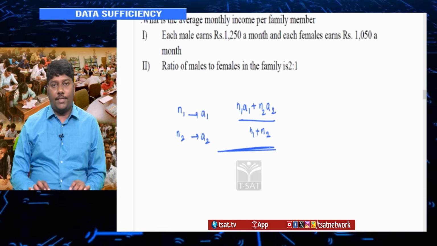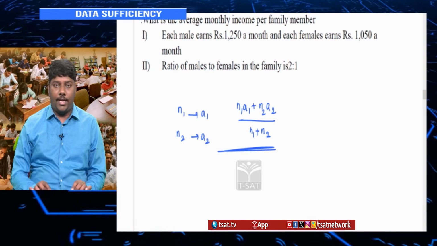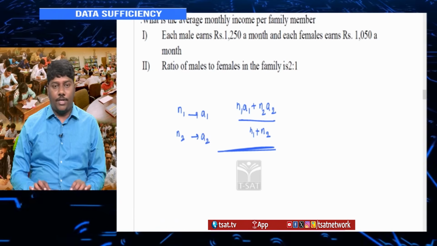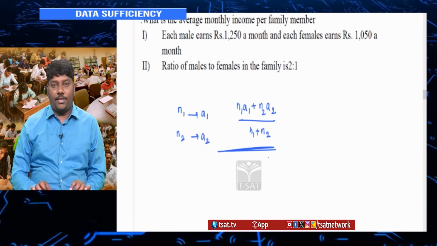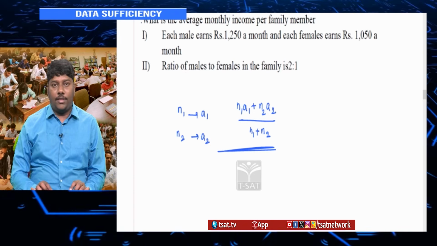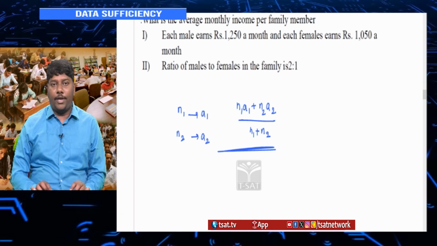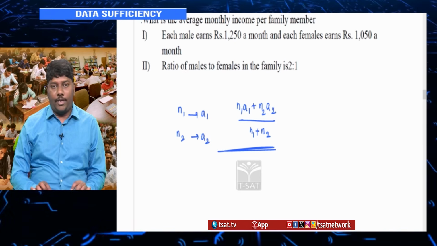In statement 1 he says the A1 and A2 values. By just knowing the A1 and A2 values you cannot find out the answer. Therefore 1 is not sufficient alone. Now let's check 2. The ratio of males to females, he is giving you N1 is to N2 as 2 is to 1. Just by knowing the number of males and number of females, we can't find out the average salary. We should also know their average salaries individually, A1 and A2.